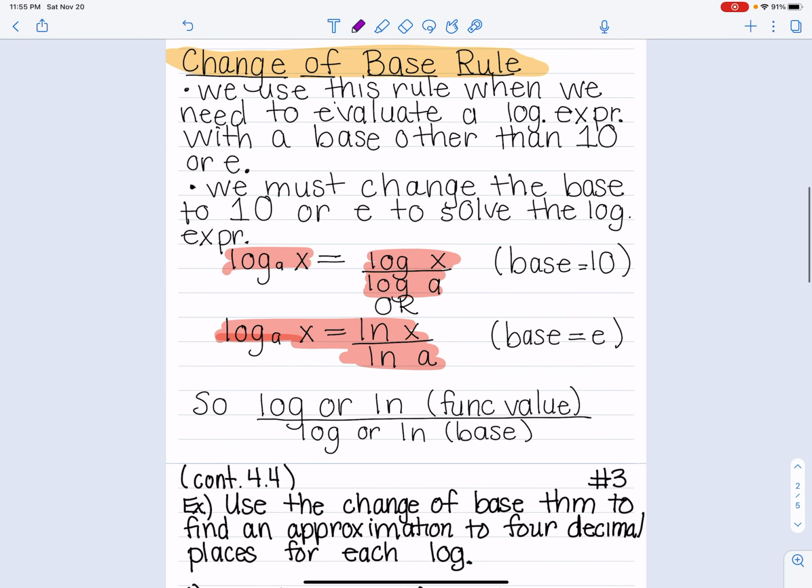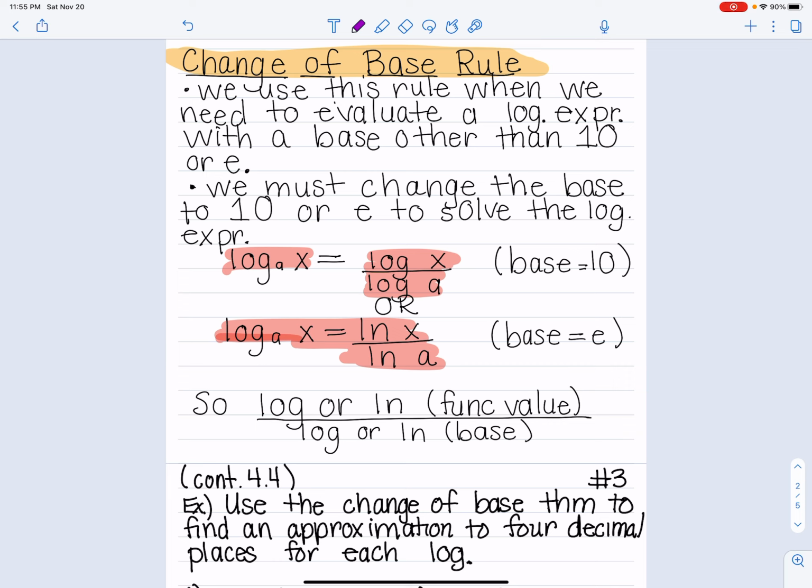I know in both classes I touched change of base, but I want to go over it again. Remember, change of base is a change in the top or the change at the bottom. The change of base is when you have another base besides 10. So you cannot put another base in the calculator. The only base you see in the calculator is 10 and E. So you have to change it till it's one of those. It's either going to be natural log or it's going to be common log.